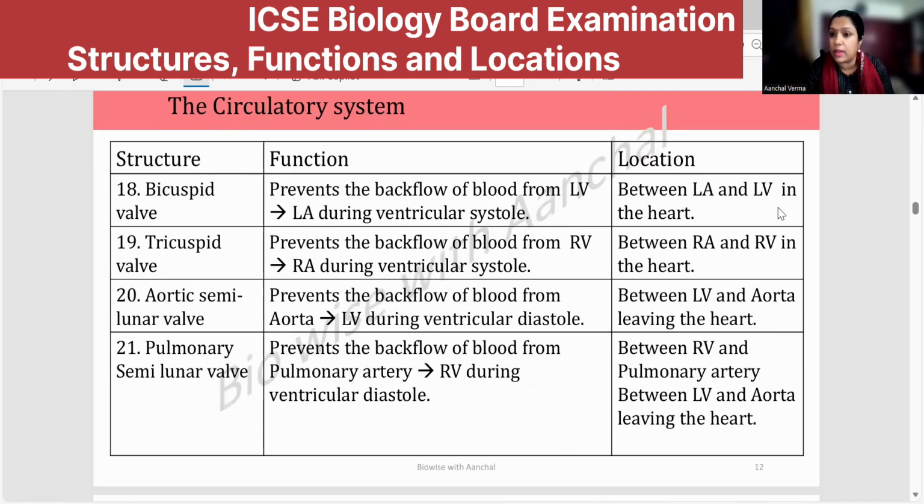I have to type 90 structures and functions, so I have written short forms. You don't write short forms, please. You just write the full forms. What is LA? Left auricle, left ventricle.